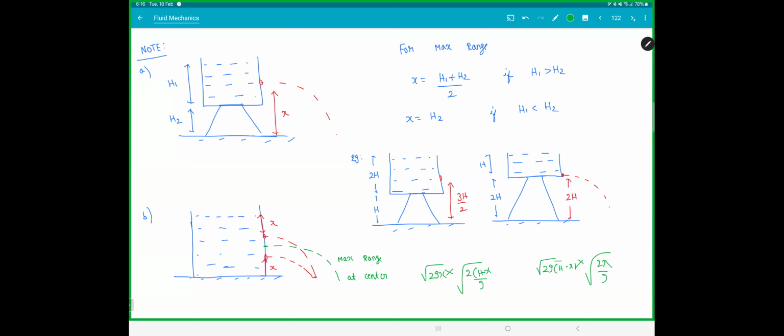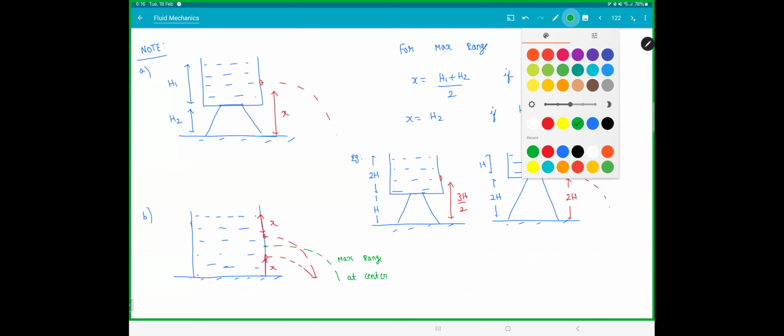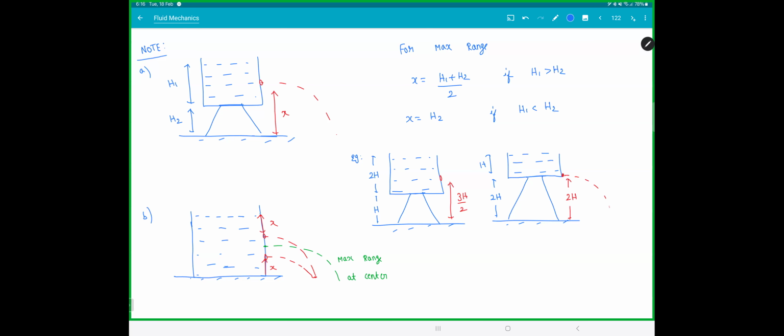So the thing is this, if the hole is on the top, you get less speed, but you get more time of flight. If the hole is at the bottom, you get more speed but less time of flight. So the product will be the same. Clear with this? So you get the same range if you make a hole from the top and the bottom, if you're on the ground level.